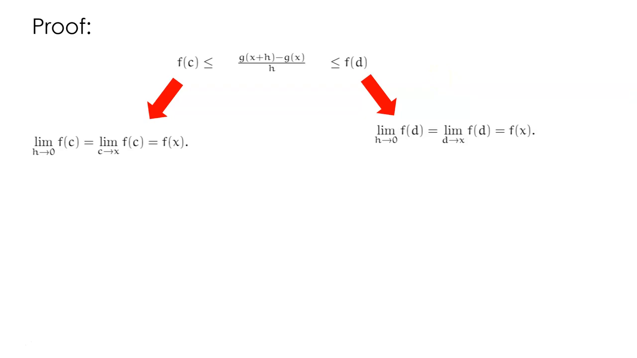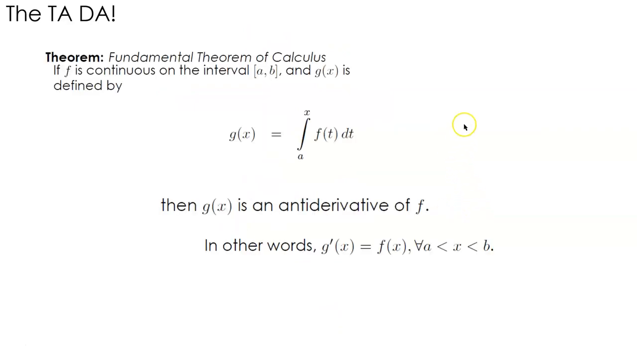If the low side is going to f of x and the high side is going to f of x, the middle gets squished in the middle. Yes, it's called the squeeze theorem. So the limit as h goes to 0 of the difference quotient must also be f of x. That's your proof, because that's the derivative. Ta-da!